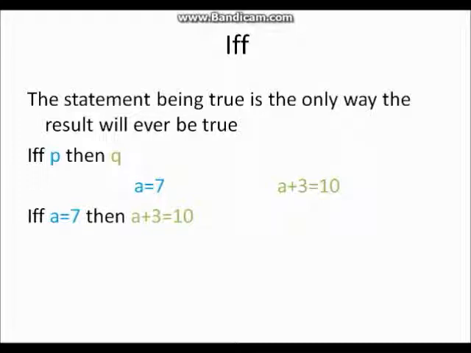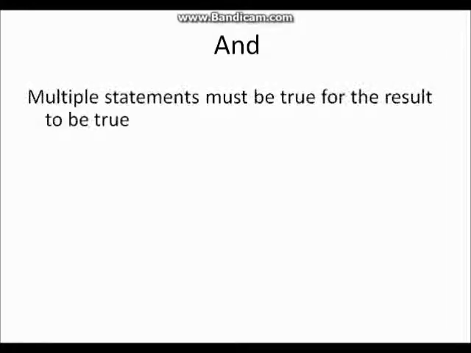And so if you look at this as conditional, if a equals 7, then a plus 3 equals 10. You know, that's true. If you look at it as a converse, if a plus 3 equals 10, then a equals 7. That will always be true. So you know this is an if and only if, because the only way that a plus 3 will equal 10 is if a is 7. And the only answer for a, if you're given that a plus 3 equals 10, is that a will be 7.